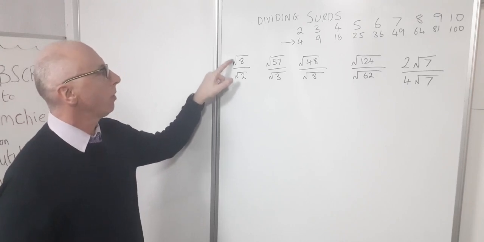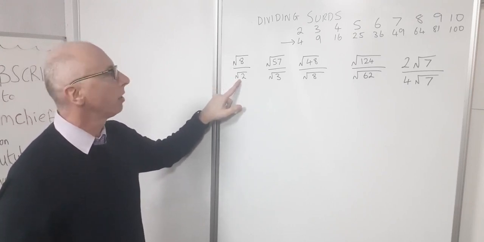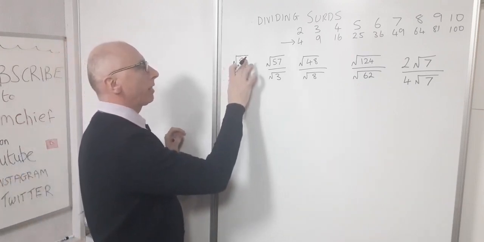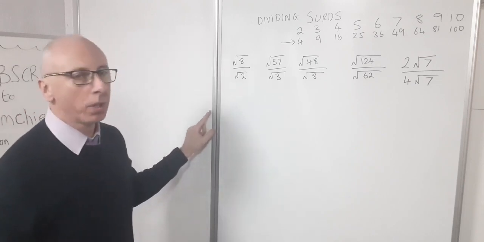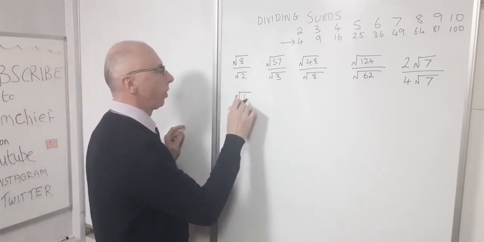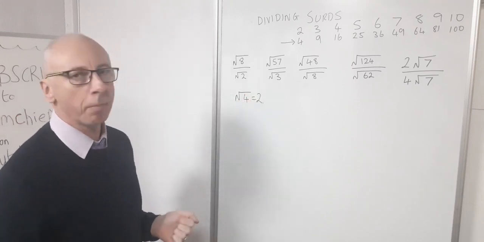So, square root of 8 over square root of 2. Now what we can do here, we've got 2 methods. What we can do is, we can do 8 divided by 2 is 4. So we can write that as square root of 4, which equals 2. And that's one legitimate method.